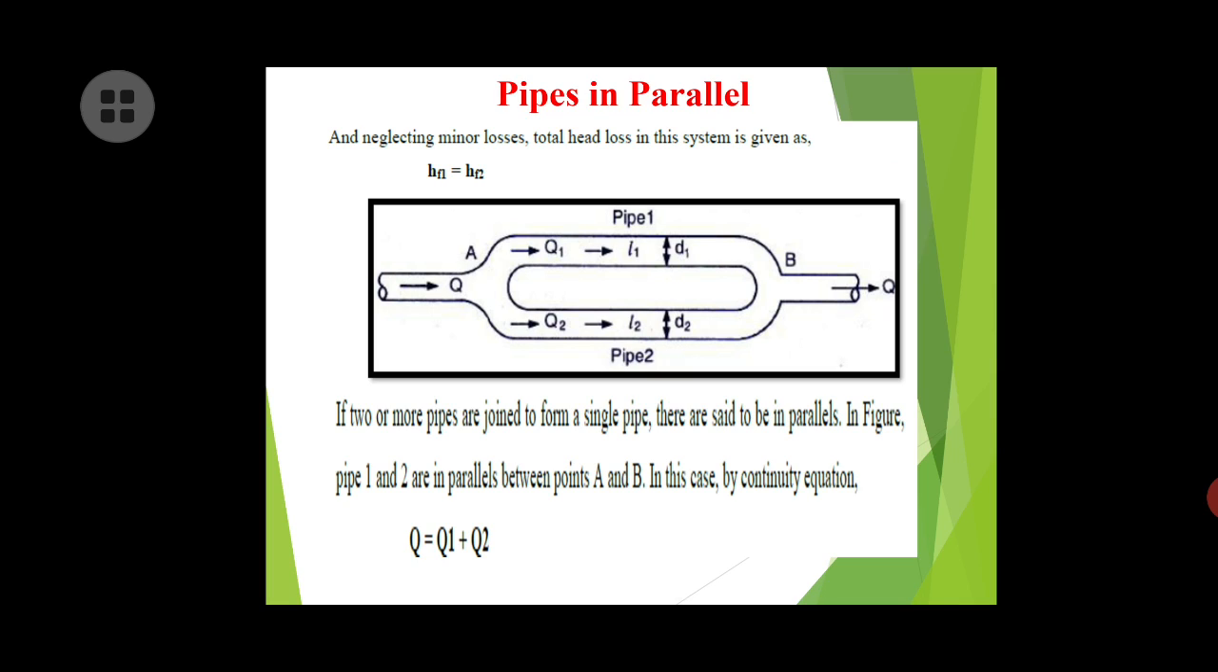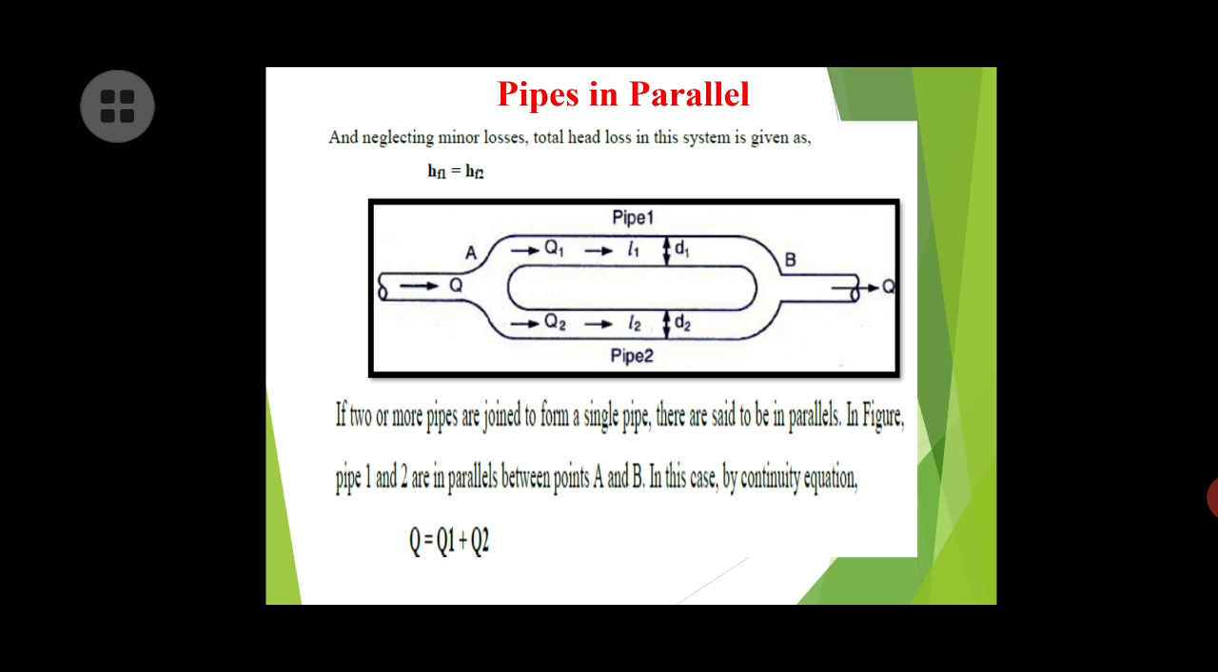The figure shows upstream and downstream. The discharge in the main pipe is equal to the sum of discharge in each of the parallel pipes. Let's see the figure. Point A is upstream, point B is downstream. So discharge is the same whenever liquid flows through two pipes which are in parallel, pipe 1 and pipe 2. If two or more pipes are joined in the form of a single pipe, they are said to be parallel.